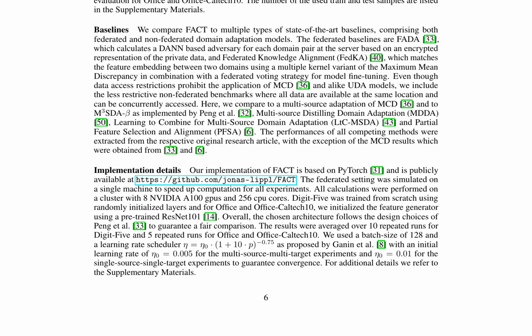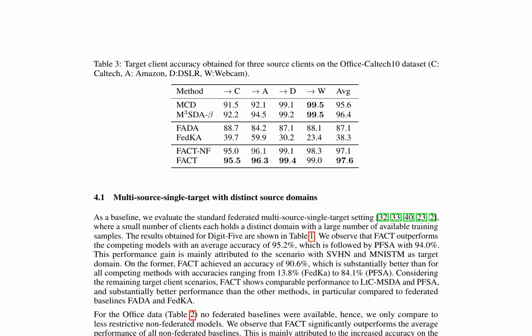In this study, the authors introduce a novel approach to domain adaptation in federated learning, named Federated Adaptation with Class-Wise Alignment, FACT. The proposed method is designed to address the issue of domain shifts between source and target domains in multi-source single-target federated learning settings. By aligning the class-wise distributions across different domains, FACT aims to improve the generalization capabilities of models across various domains.